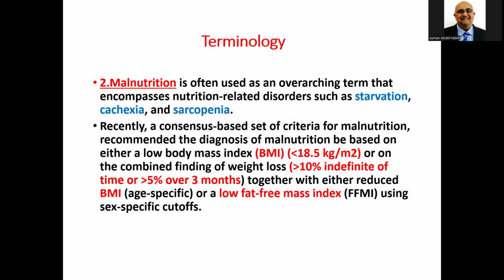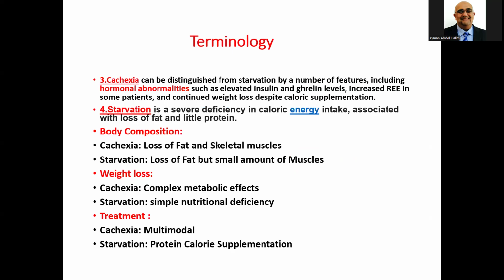I don't want to complicate it for you more than this. As far as you're concerned, just understand that malnutrition is the big umbrella that has the other three important terminologies underneath: starvation, cachexia, and sarcopenia. Cachexia, we talked about it, and we said cachexia is a metabolic and inflammatory process, and cachexia carries a poor prognosis. It's characterized by hormonal abnormalities, such as elevated insulin and ghrelin levels, increased resting energy expenditure. We're going to talk about this later on in the presentation, in the pathophysiology, in full detail.